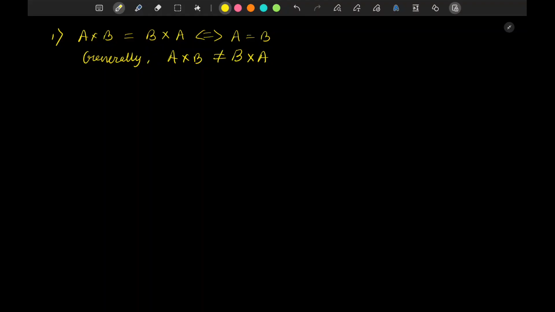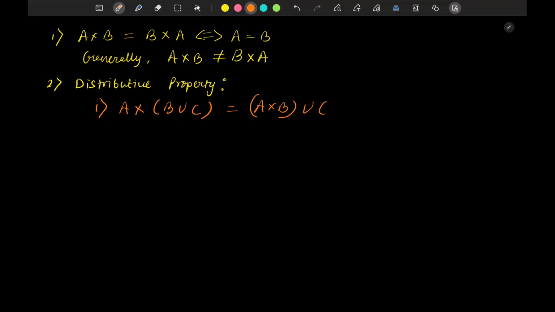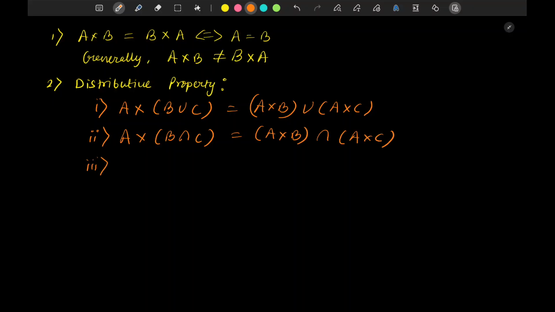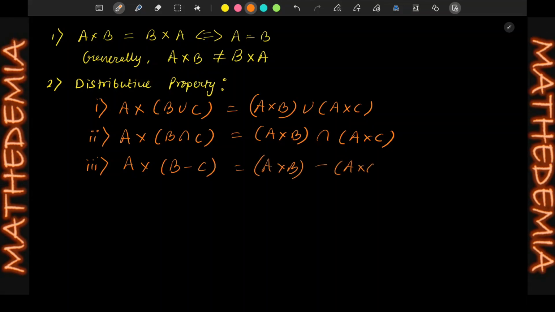The second thing we need to know is about the distributive property. So the Cartesian product can be distributed over union, intersection, and difference as follows. Let us take three sets A, B, and C. Then A cross (B union C) can be written as (A cross B) union (A cross C). Similarly, A cross (B intersection C) can be written as (A cross B) intersection (A cross C). And third, A cross (B difference C) can be written as (A cross B) difference (A cross C).